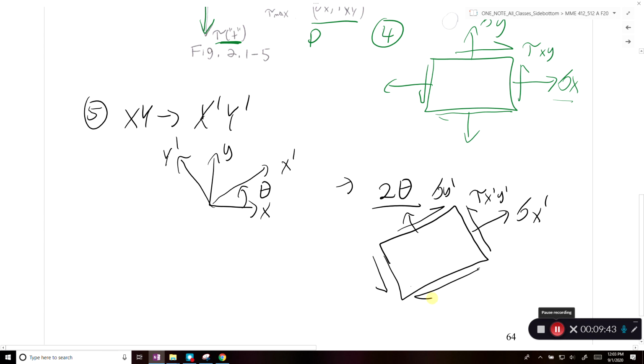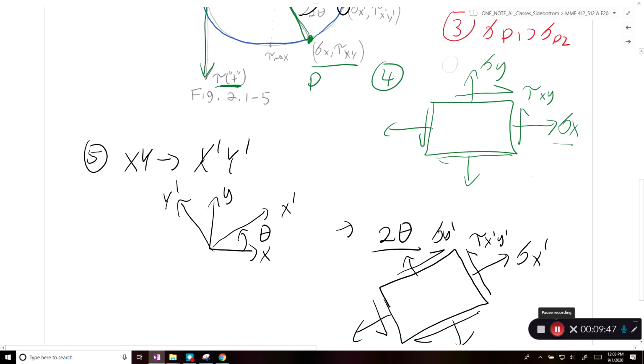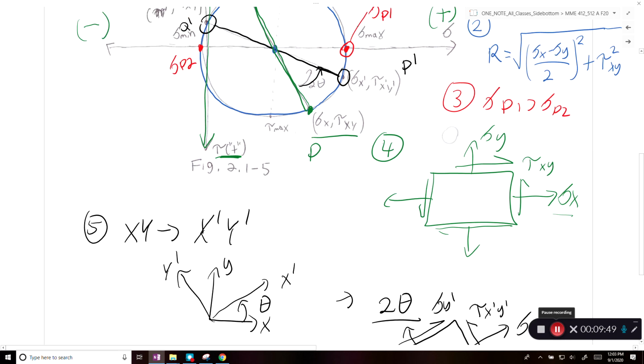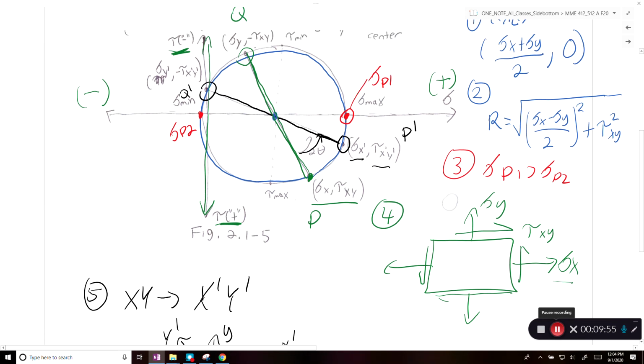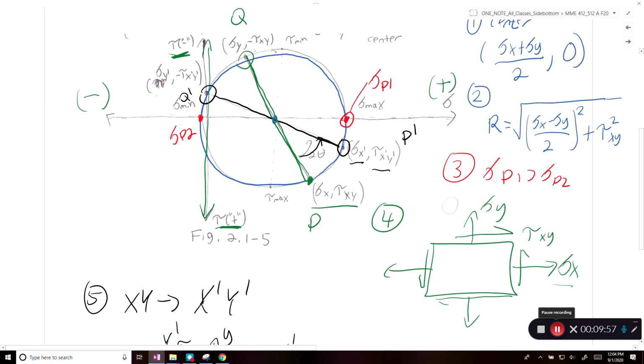We could get all those values from our Mohr circle at points P prime and Q prime. So at point P prime, we could get sigma x prime and tau x prime y prime, and at point Q prime, we could get sigma y prime, and also the negative value of tau x prime y prime.